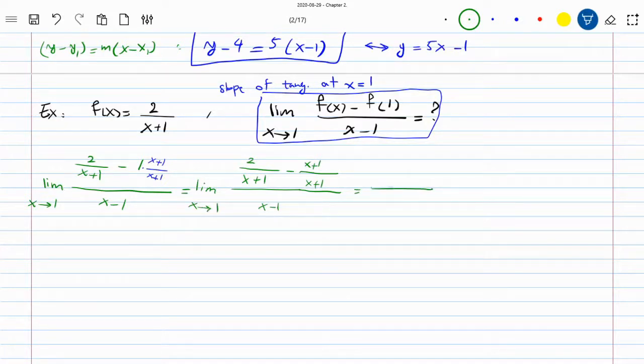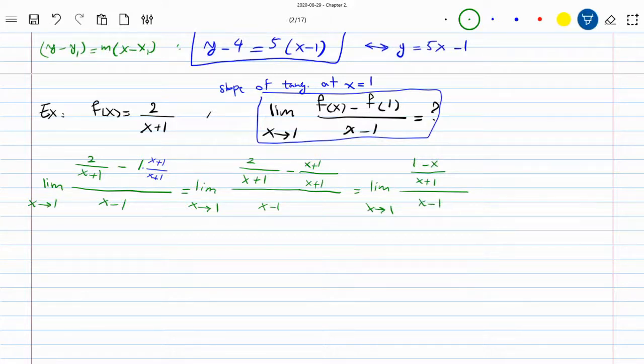Limit. Don't forget the limit notation, x approaches 1. Now they have the same denominator, x plus 1. The numerator is 2 minus x plus 1. 2 minus 1 would be 1. You get minus x as well. And divide by x minus 1.